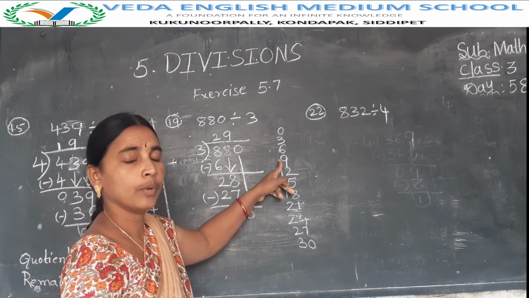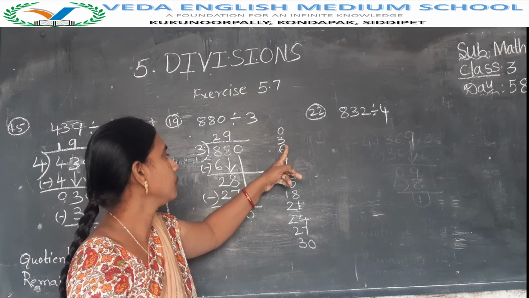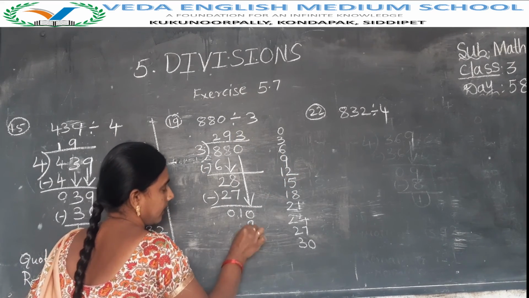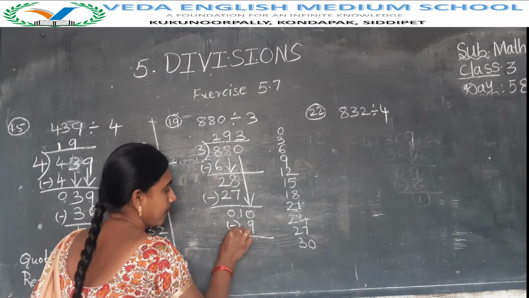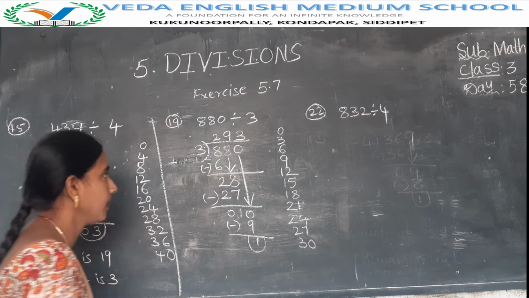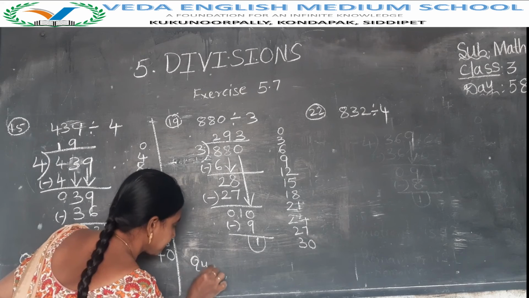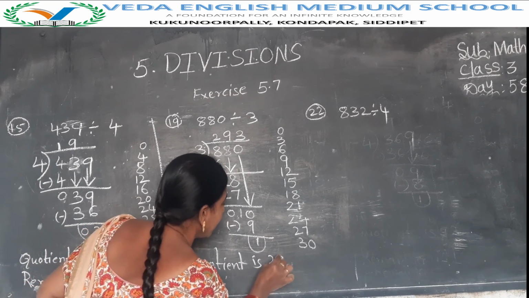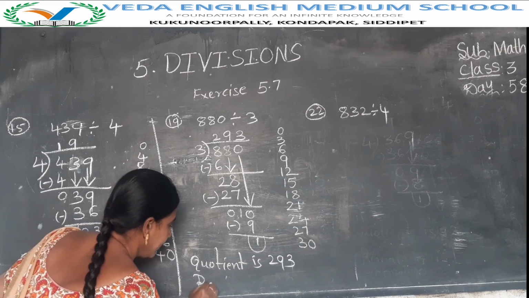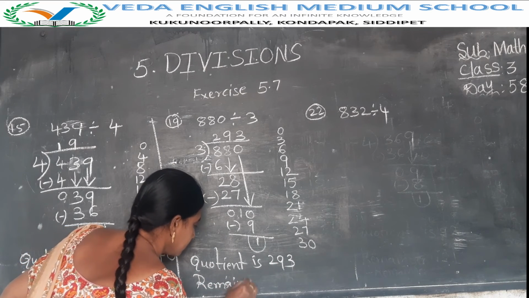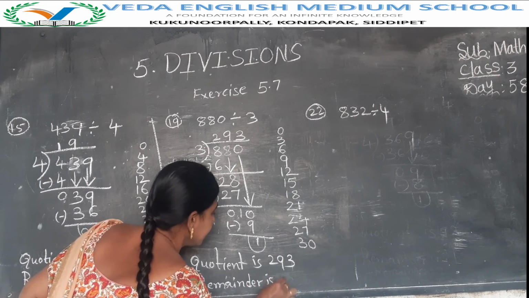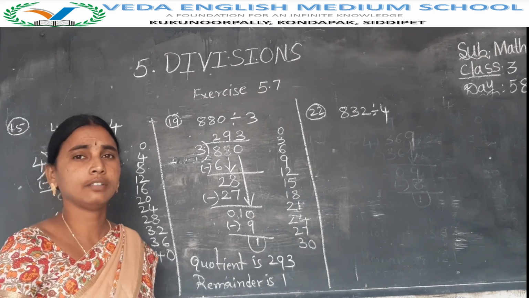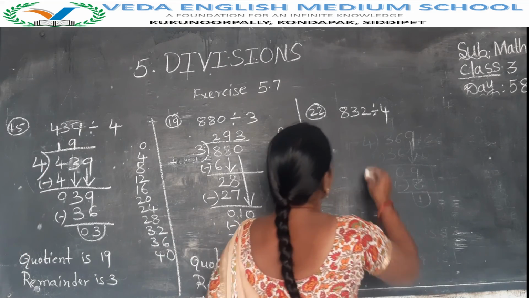See Nana, 9. How many times 3 is 9? 3 times. So 3 threes are 9. 10 minus 9 is 1. So now quotient is 293. Remainder is 1. Okay, this is the 20th problem. 21 is your homework. 22, see Nana.